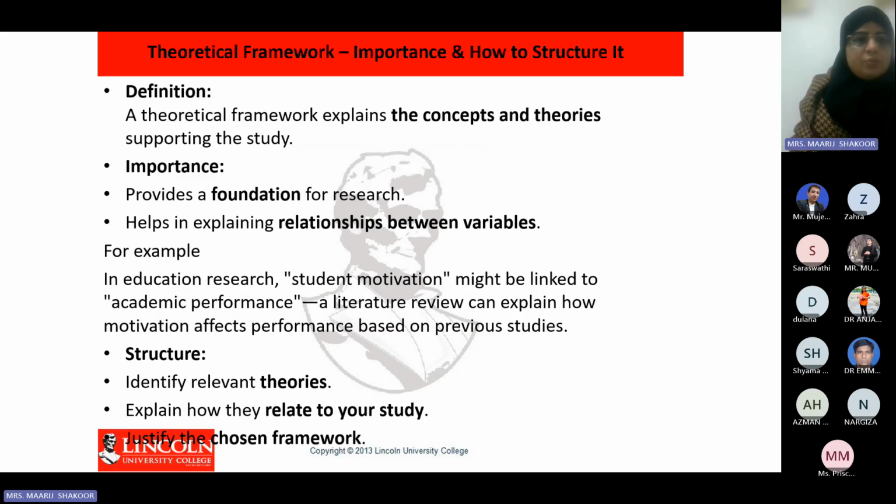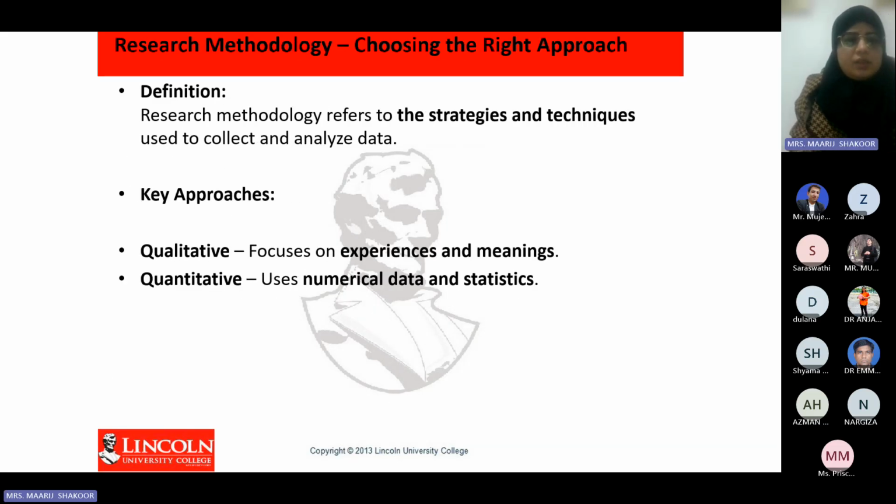Okay. Research methodology. Yes, these you already know, qualitative and quantitative. For those who are new, I can tell them that research methodology refers to the strategies and techniques which you have to follow to collect data and analyze data, how you will do it. If anybody asks you, you did the research, okay, how did you do it? You have to answer it: is it qualitative or quantitative?